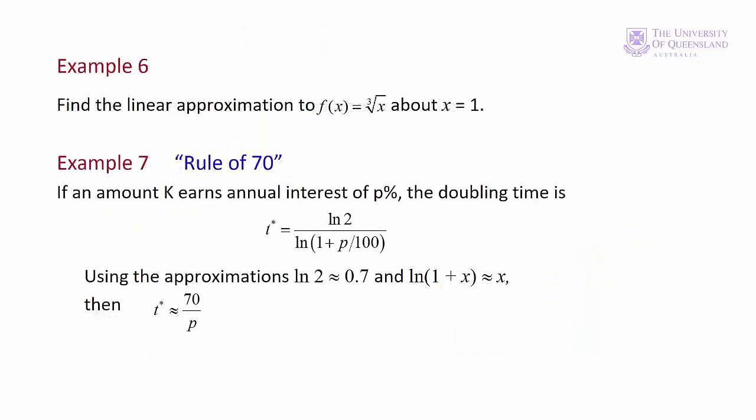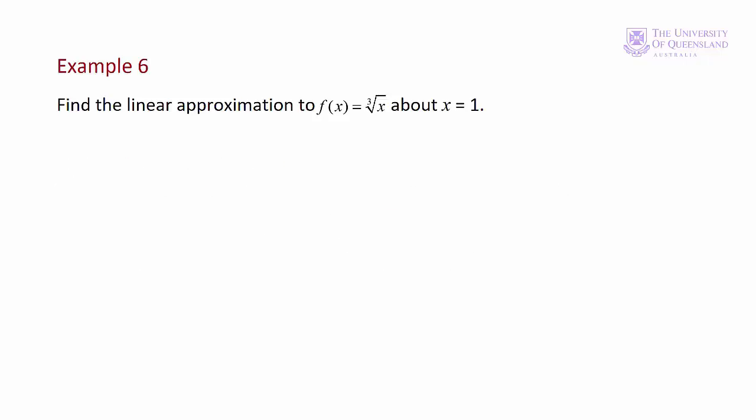Here are a couple of examples. We'll work through example 6 now. You can watch the video for example 7 later. It's the derivation of a useful rule of thumb often used in finance, the rule of 70. We want to find a linear approximation to the cube root of x for values of x close to 1.